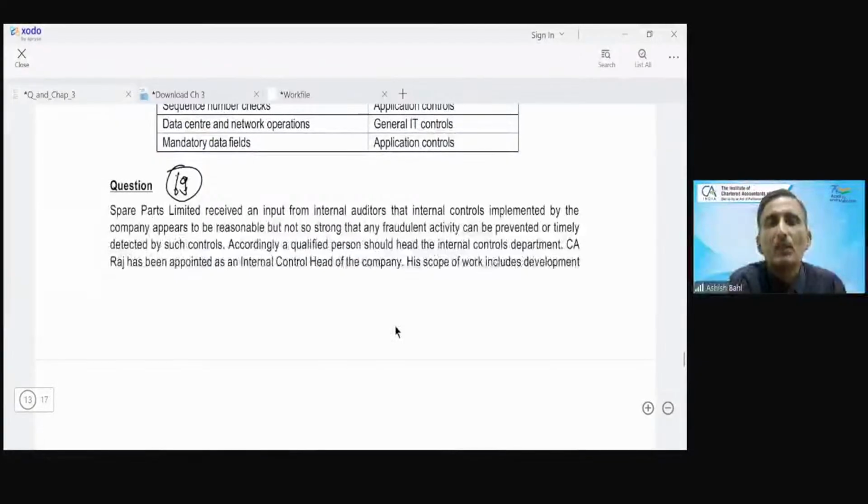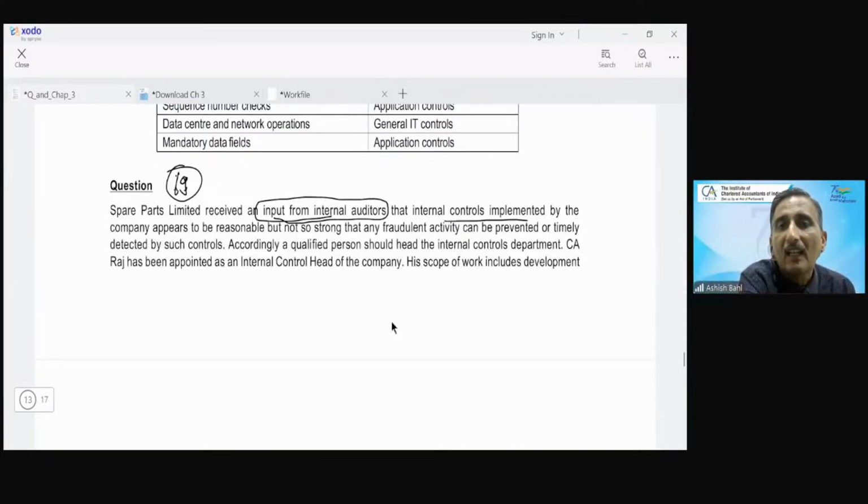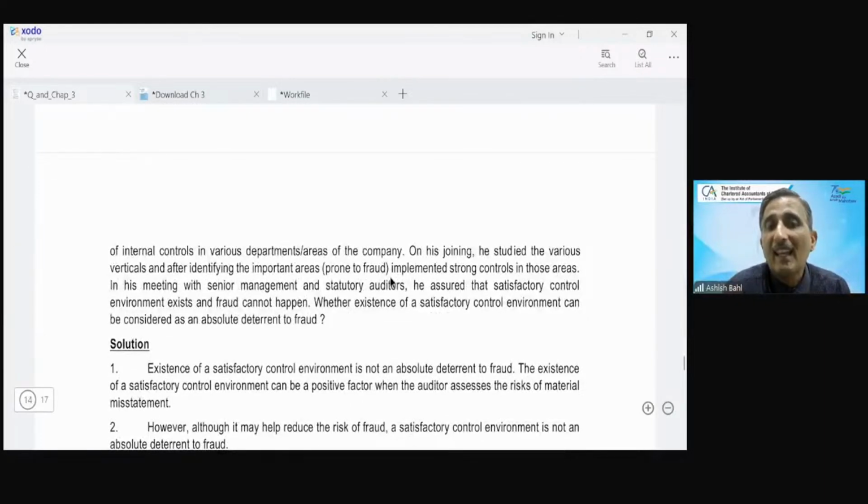Yes. Read this question. Spare Parts Limited received an input from internal auditors. The internal auditors of Spare Parts Limited have told them that the internal controls implemented by the company appear to be reasonable, but not so strong, that any fraudulent activity can be prevented or timely detected by such controls. Accordingly, a qualified person should head the internal control department. So CA Raj has been appointed as the internal control head of the company. His scope of work includes development of IC in various department areas of the company. On his joining, he studied the various verticals and he has identified areas which are prone to fraud.